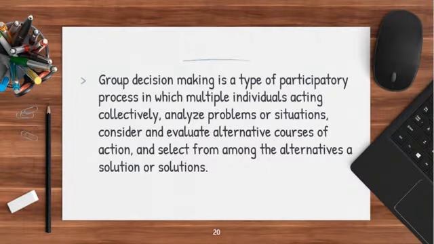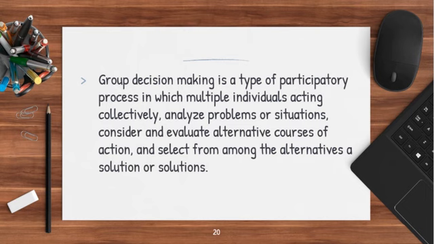So when we say group decision making, it's a type of participatory process in which multiple individuals acting collectively analyze problems or situations, and then they evaluate what would be the course of action, and select among those alternatives for solutions. So it's like a brainstorming among the members, and then at the end, they would be able to pick the best option for a certain problem. So that is group decision making.